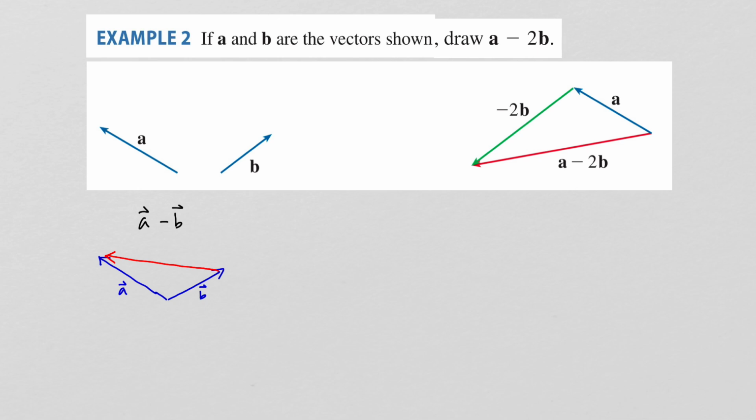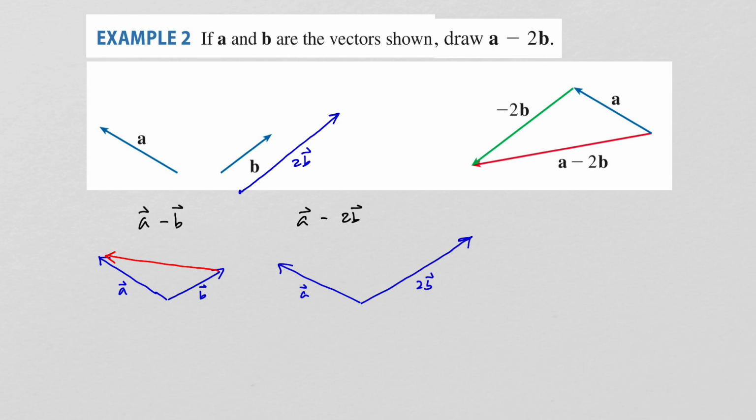Now, if I want to do a minus 2b, I'm going to draw the vector a, which is this vector right here. And then I'm going to draw the vector 2 times b. Now, 2 times b is going to be a vector that points in the same direction as b, but is twice as long. So if I draw 2b, it's going to be something like this.